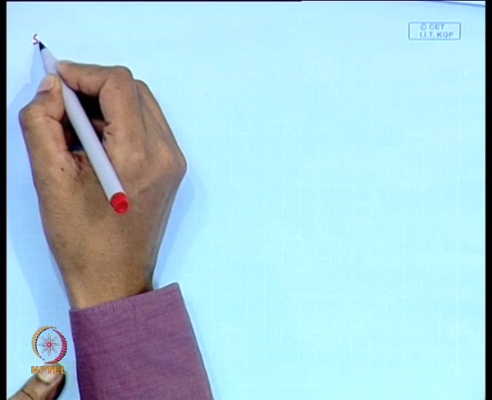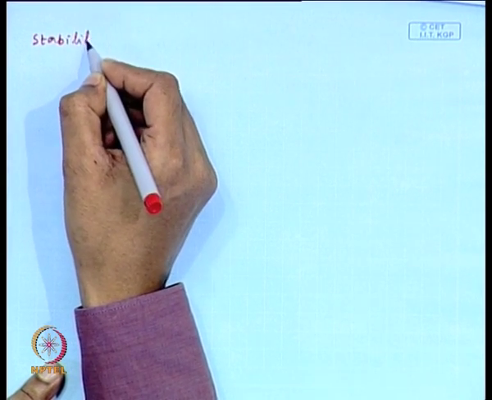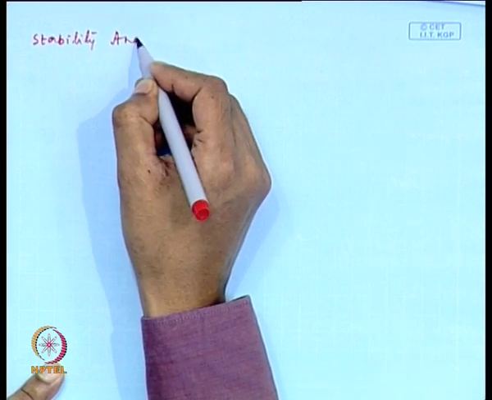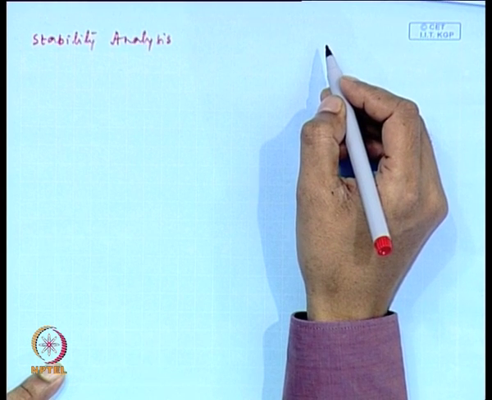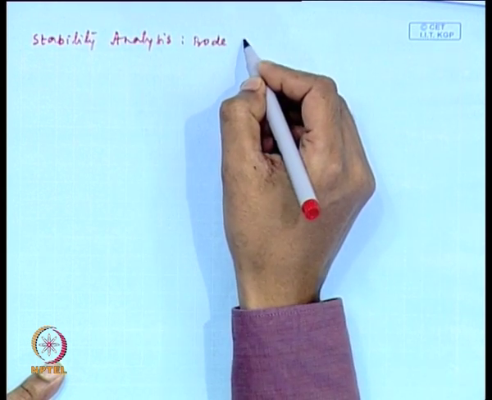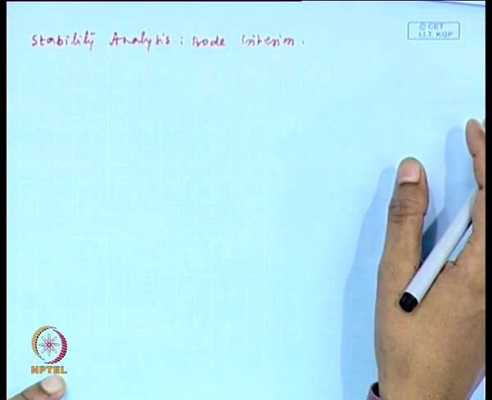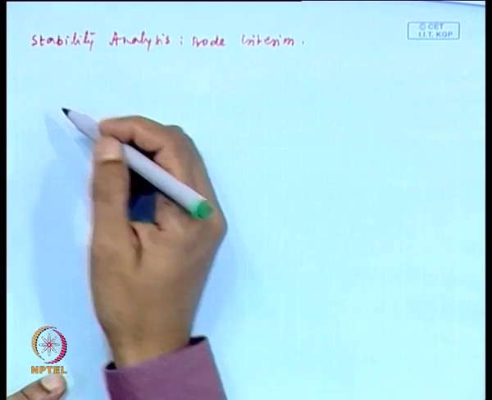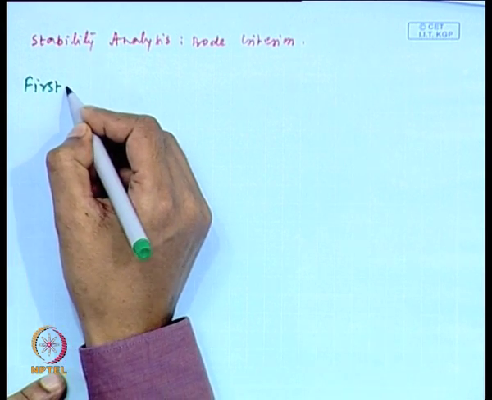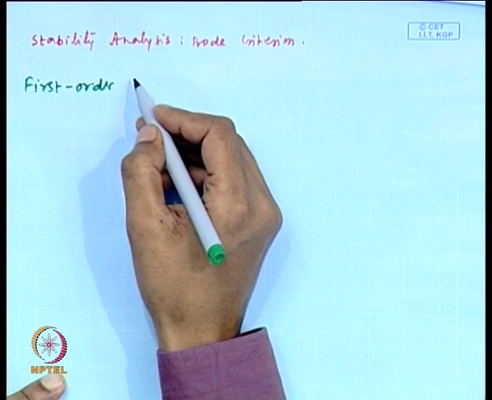Next, we will discuss the stability analysis based on this Bode criteria. We will take a number of examples and we will apply this Bode stability criteria. So, our topic is stability analysis based on Bode criteria. First, we will consider a first order process.